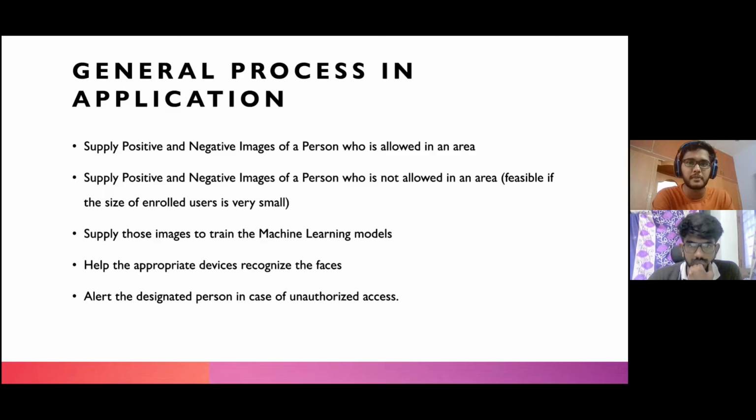So we again supply the positive and negative images of a person who is not allowed. Then we use those images to train the machine learning models. Then we will use appropriate devices to recognize those faces and alert the designated person if the person is an unauthorized person.